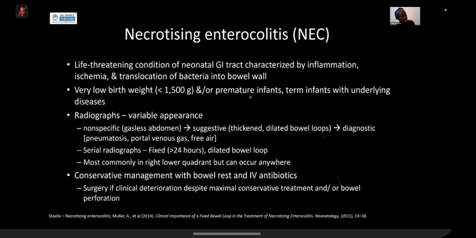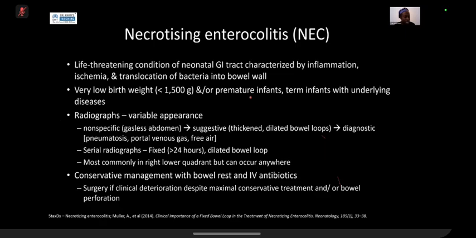So what is necrotizing enterocolitis? Well, it's normally present in very low birth weight or premature infants. And in the UK, we're now seeing babies going into the neonatal intensive care unit at 22, 23 weeks. So these patients are under a kilo and they're at very high risk of developing NEC. We do sometimes see it in term infants who have underlying other conditions that put them at risk of getting GI tract inflammation and ischemia.